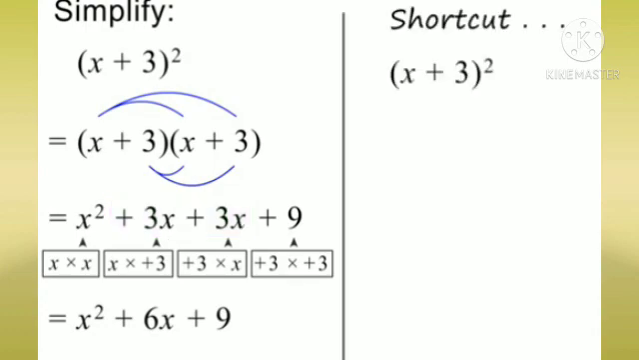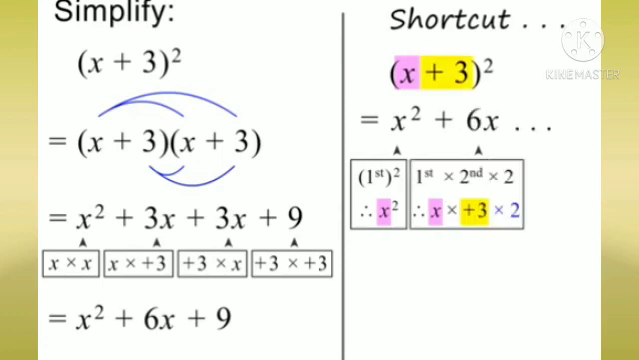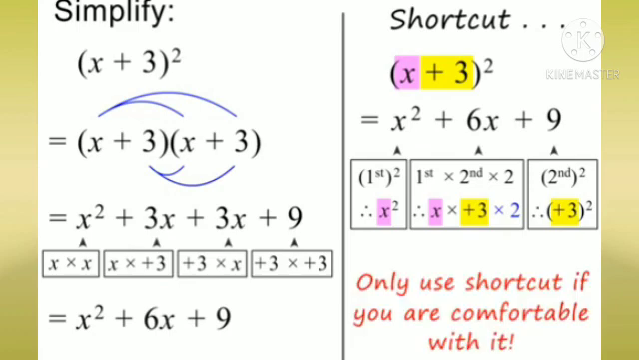Please note, when squaring a bracket, there is a shortcut you can use. We square the first term in the bracket. We then multiply the first term by the second term and double the answer. And then we square the second term. This again gives the answer we got earlier. Please note, if you are comfortable with this shortcut, please use it. Otherwise, you are welcome to use the long method. Please pause if you need to.